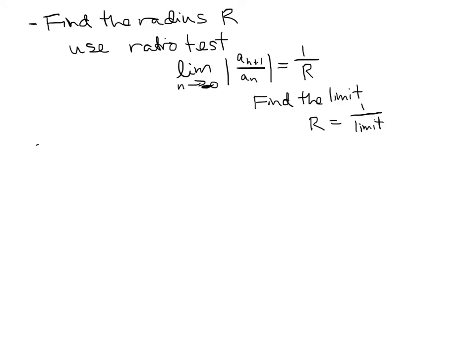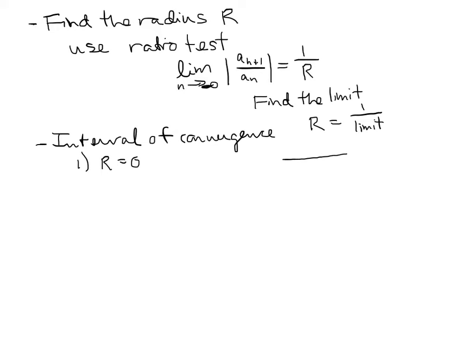Now, the interval of convergence. There are 3 different possibilities. The first possibility, if your radius is 0, if you draw out that number line, here's x, here's c. If your radius doesn't go anywhere, it only converges when x is equal to c. And that would be your interval. The only place it would converge is at c.